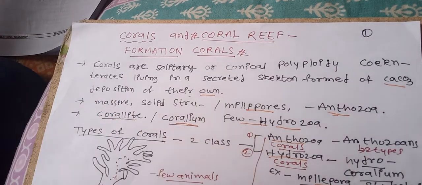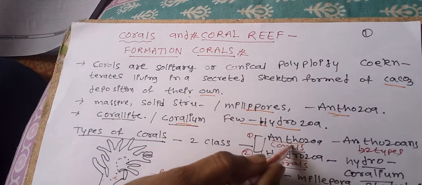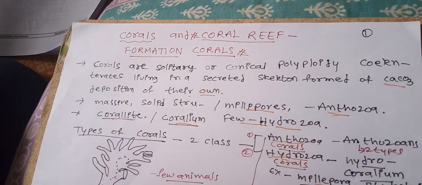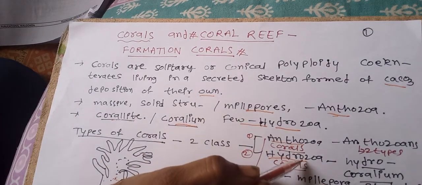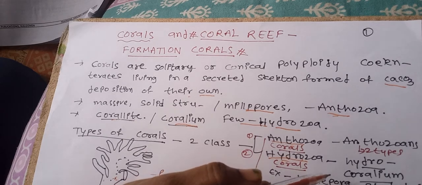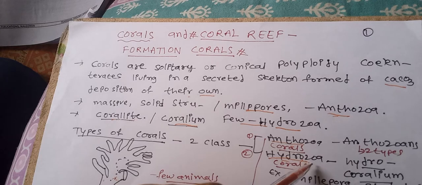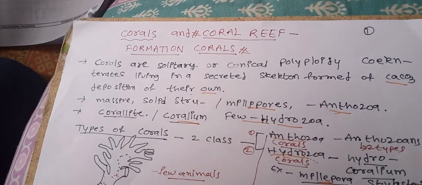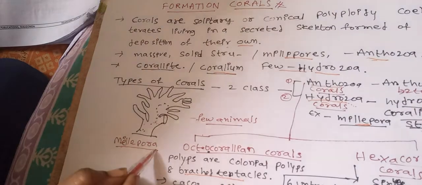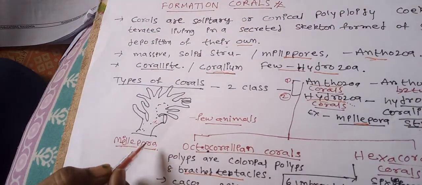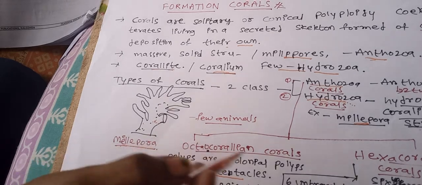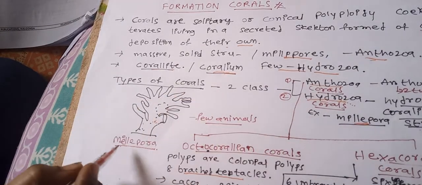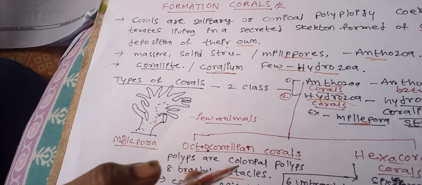Types of corals. There are two classes of coelenterates, Hydrozoa and Anthozoa. Hydrozoa produce hydrozoan corals. First one, hydrozoan corals are called hydrocorallium. Very important. Among Hydrozoa, corals are produced by only a few animals like Millepora and Stylaster, for example.